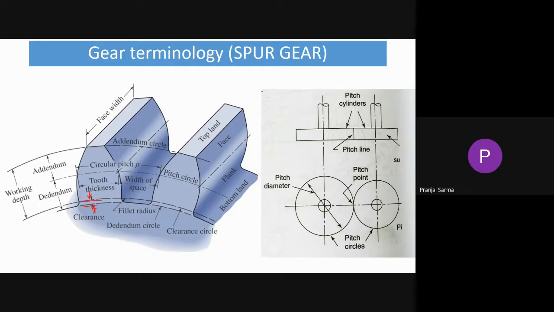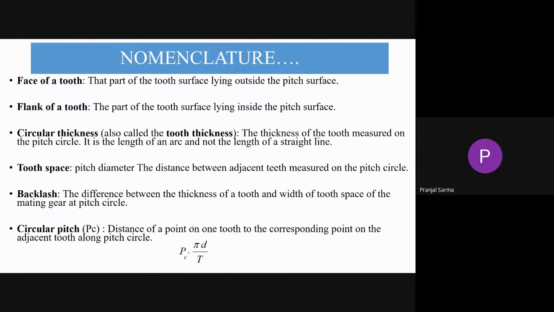This is the clearance, because during the course of action, the mating gear will not come in exact contact throughout the whole depth of the tooth. There will be a certain difference, and that difference is clearance.